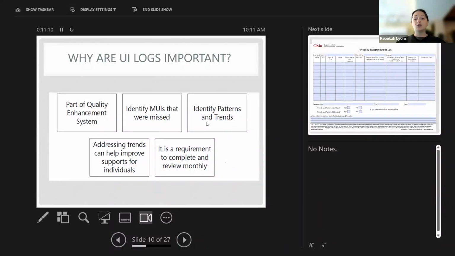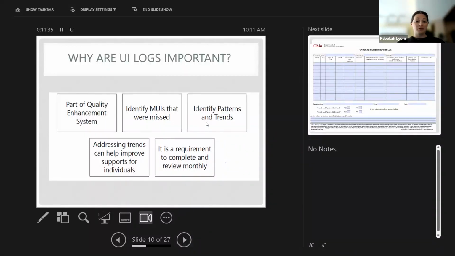When you're reviewing logs, you might identify MUIs that were not reported. When you do identify those, please give me a call, let me know, we'll get the report, we'll get it handled. It's not the end of the world, we are human. I'm human too, I make mistakes. So part of the process of getting better is identifying when we've made a mistake, letting everybody know, being transparent about it, and we will move forward.